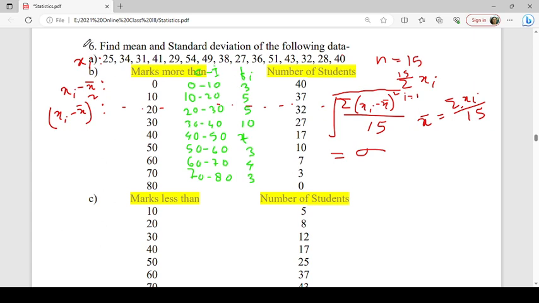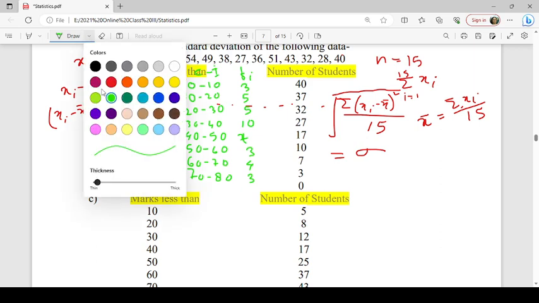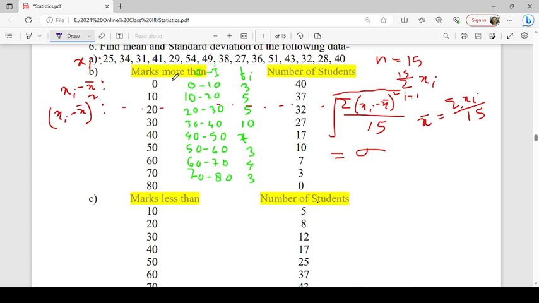Now we need xi. xi is the mid value, so for 0 to 10 the mid value is 5, for 10 to 20 the mid value is 15. So the xi's are 5, 15, 25, 35, 45, 55, 65, 75. So these are the xi.